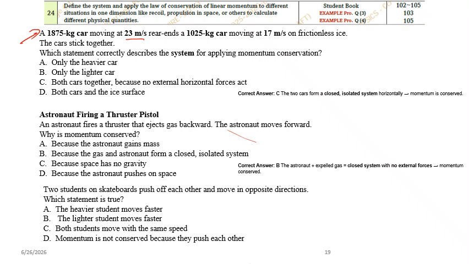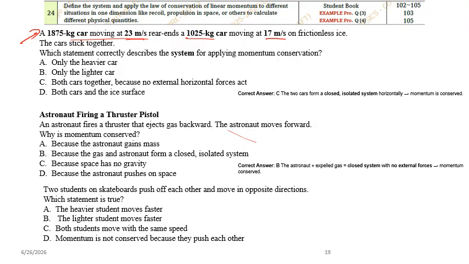Okay, again let me read. A car of 1875 kilograms is moving at this speed, and it rear-ends, hits the back end of, another car moving at 17 meter per second on frictionless ice. The cars stick together. So these two cars collide with each other and stick together. Fine.